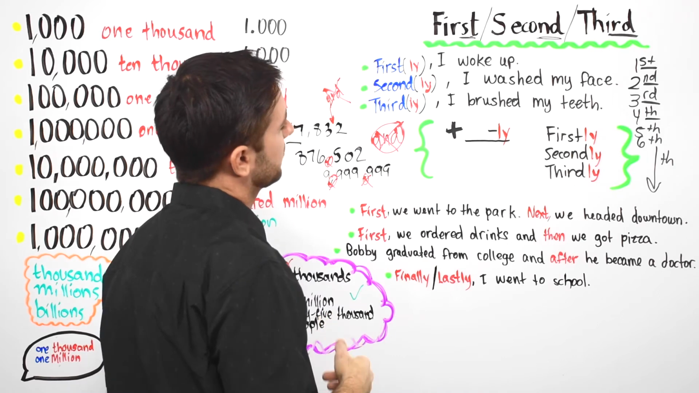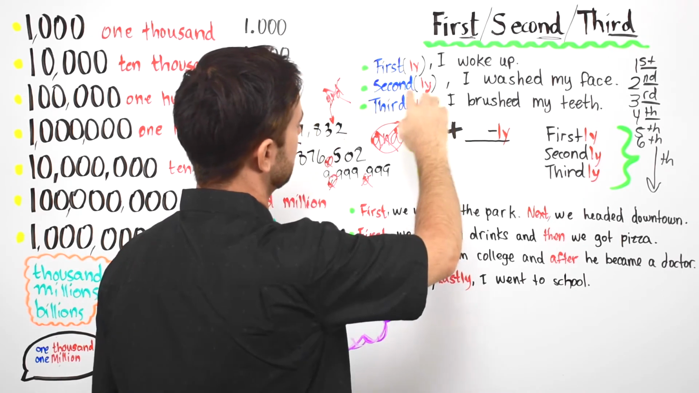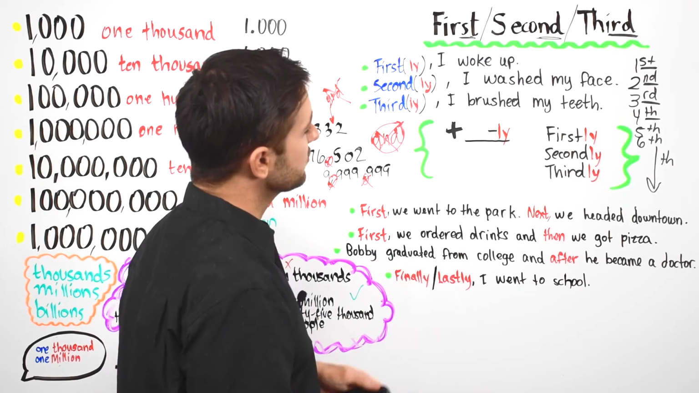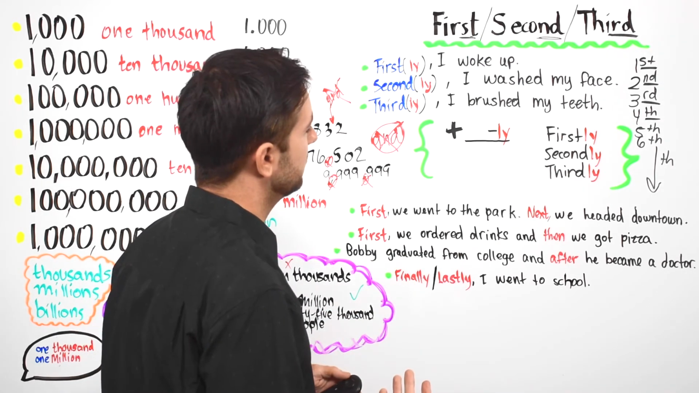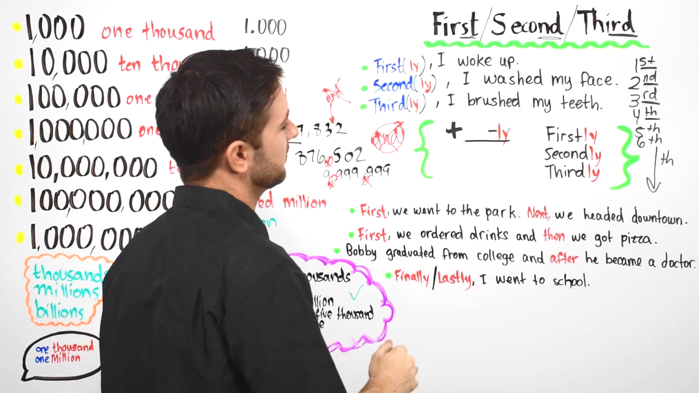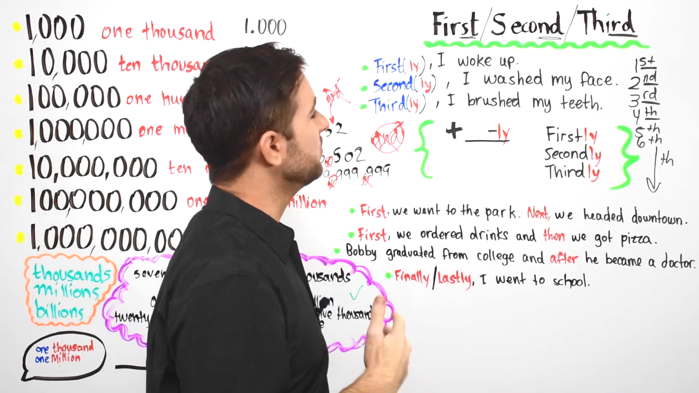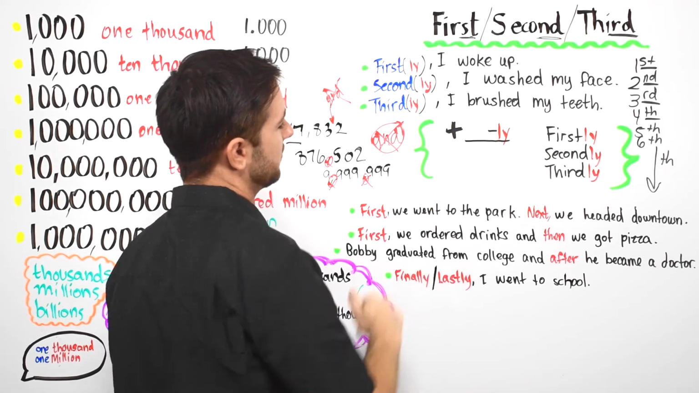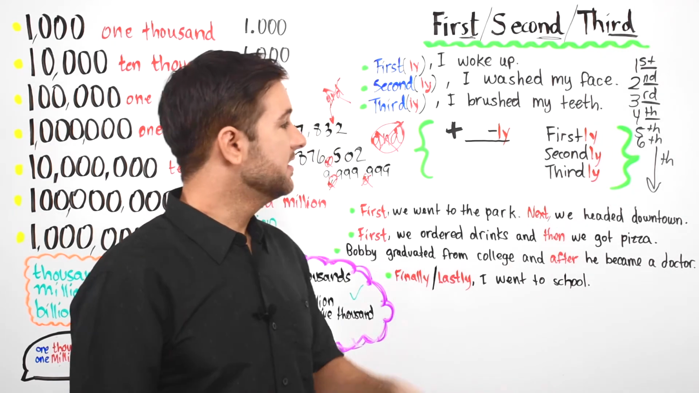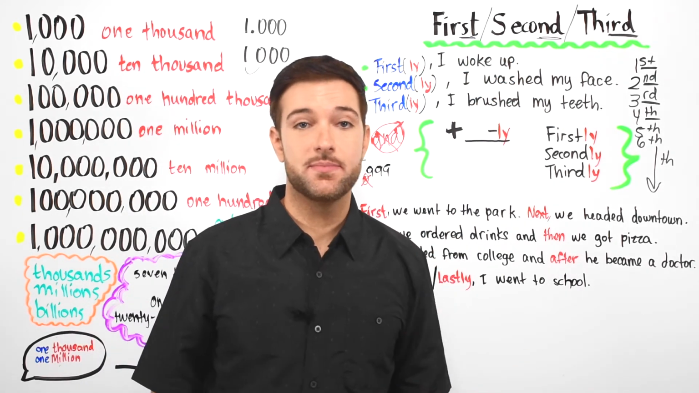First, I woke up. Or you could say, firstly, I woke up. Secondly, I washed my face. Second, I washed my face. Thirdly, I brushed my teeth. Third, I brushed my teeth. First, I woke up. Second, I washed my face. Third, I brushed my teeth. Okay, I almost said I brushed my face, but we don't brush our face, okay? We wash our face. We brush our teeth, okay? All right, guys, so just make sure you memorize ly at the ends of these words, okay? So you can use both, it doesn't matter.